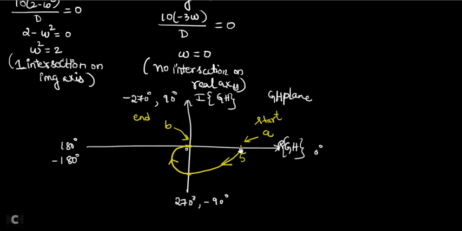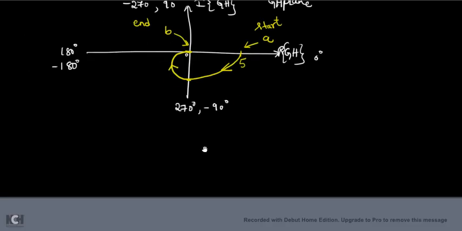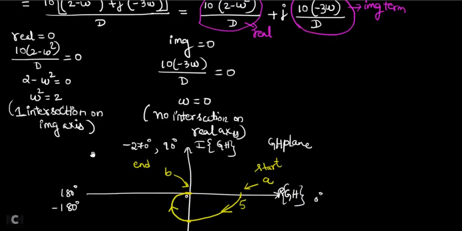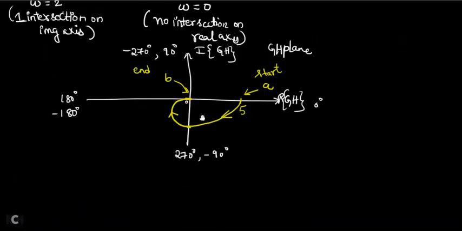Understood? So you have to start from A and intersect at the imaginary axis. After that, there is no intersection on the real axis. So after this point, you have to write a curve and end the curve at point B. You have to always start at A and end the curve at B. And you have to write the curve like a circle only. And also you have to mark the direction. So this is the Nyquist plot that I have got. Is it clear? Till now, what we did is the section A to B. A to B is over.